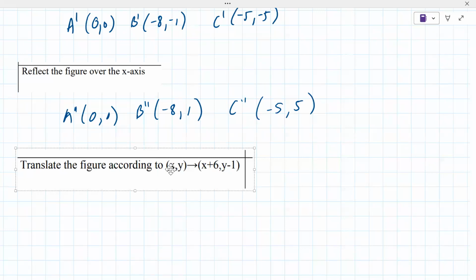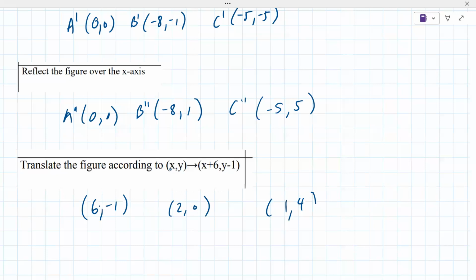Okay, so A triple prime is 6, -1. B is -2, 0. And C is 1, -4, or 1, +4. Right. Good. Very good.